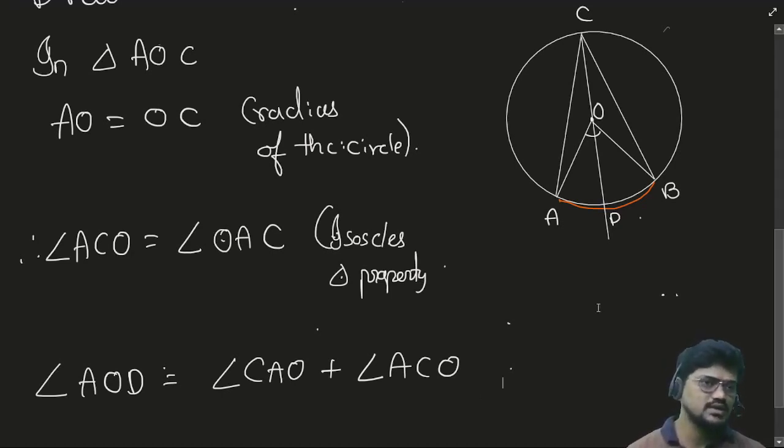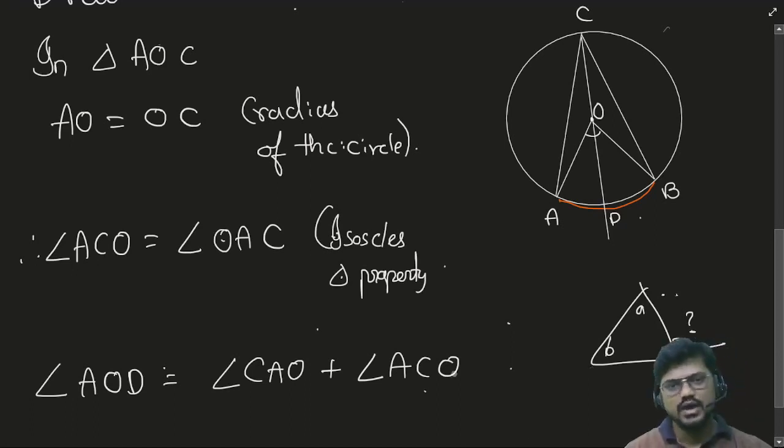Exterior angle of a triangle is equal to the sum of the other two interior angles. Yes or no? I hope you are aware. Means if this is a triangle and I want to know what this angle will be, it will be equal to the sum of these two. You are aware about this or not? Okay. So angle AOD.